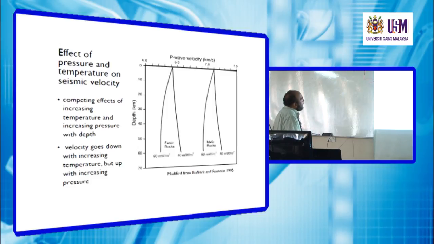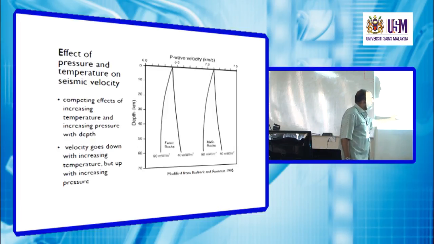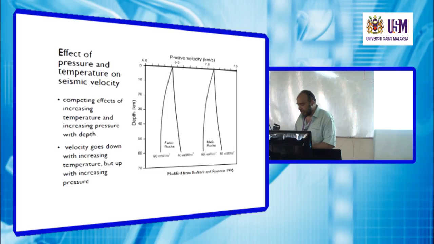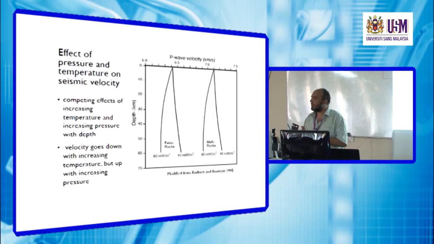Effect of pressure and temperature on seismic velocity. There is a competing effect of increasing temperature and increasing pressure with depth. Velocity goes down with increasing temperature, but up with increasing pressure. So temperature and pressure have contradicting effects.